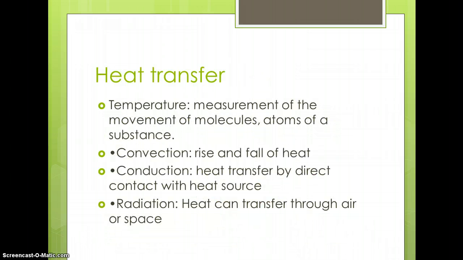Heat transfer. Temperature is the measure of the movement of molecules and atoms in a substance. Convection is the rise and fall of heat. Conduction is heat transferred by direct contact with a heat source. In radiation, heat can transfer through air or space.